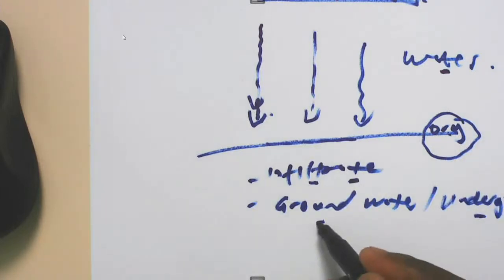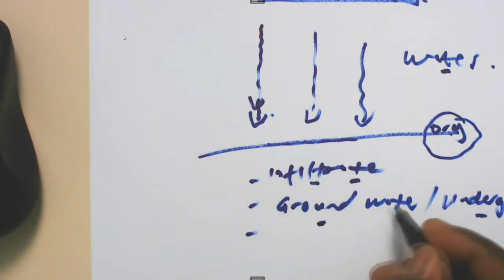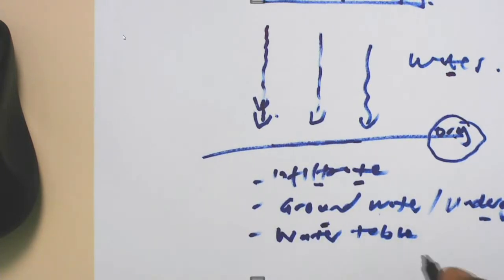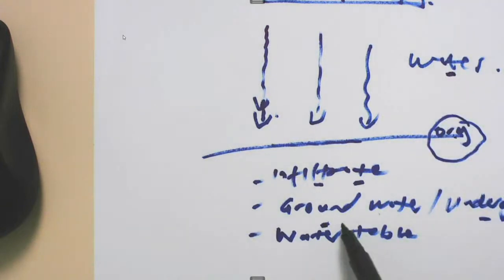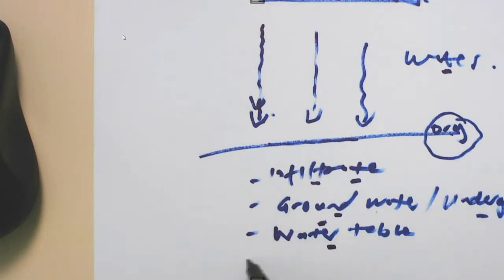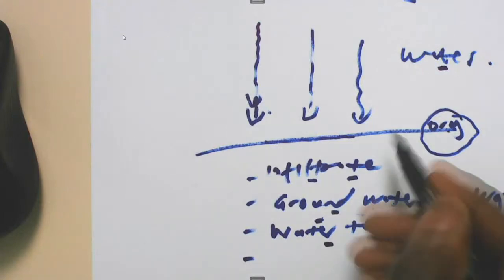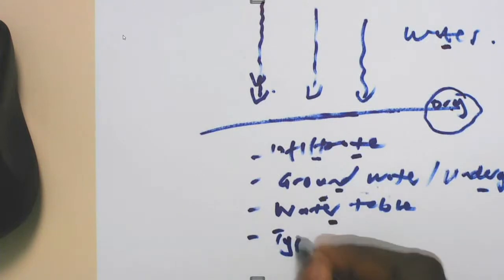Now, immediately that water is underground, the top part of that water we call the water table. The water table is the top part of groundwater. Remember, immediately when that water infiltrates underground, we call it groundwater, and the level which that water reaches is the water table. Now, remember this water, whether it is underground or on the surface, is continuously flowing.